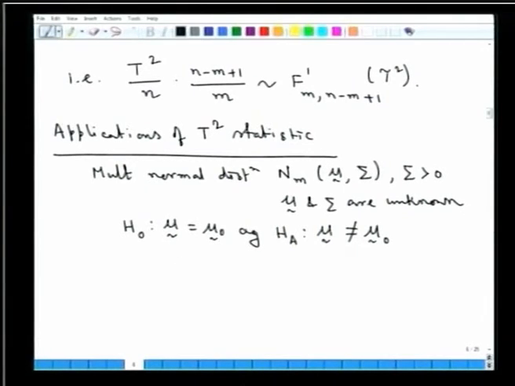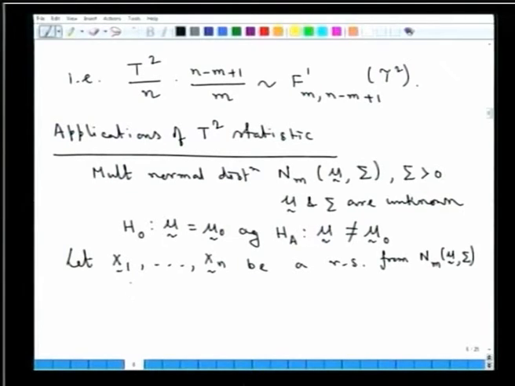So in order to test this, what we do is we take a random sample as in univariate theory. So x1, x2, xn be a random sample from this multivariate distribution, multivariate normal m mu sigma. And then we will have to use this x1, x2, xn in order to test this null hypothesis against this alternate hypothesis.